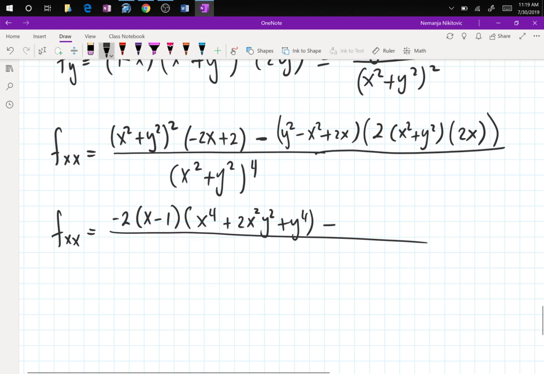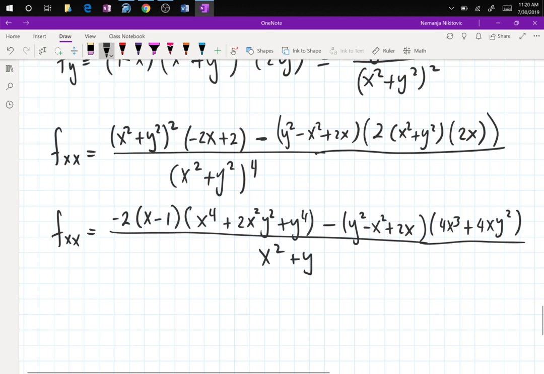Minus. I said I'm gonna regret this. Plus 2x, and then we have 4x cubed plus 4xy squared divided by, we don't care, denominators go to 0 anyway. Oh no, they won't in this case. Great, fxx. Keep going.